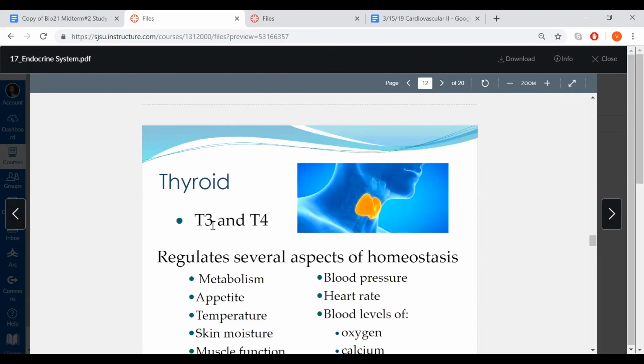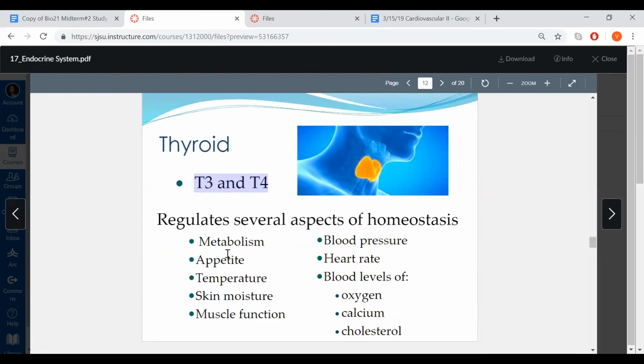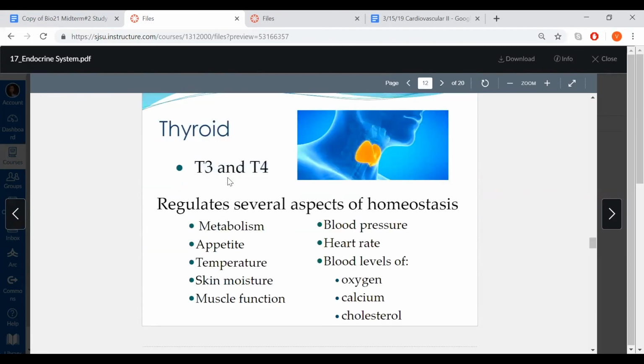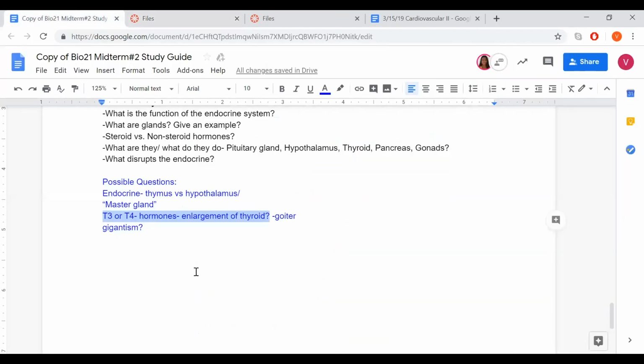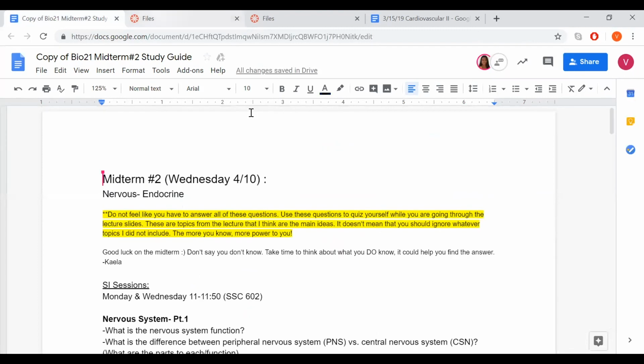And T3 and T4 are hormones, right? Yes. These are hormones that are controlled and made in the thyroid. So I think that is about it.